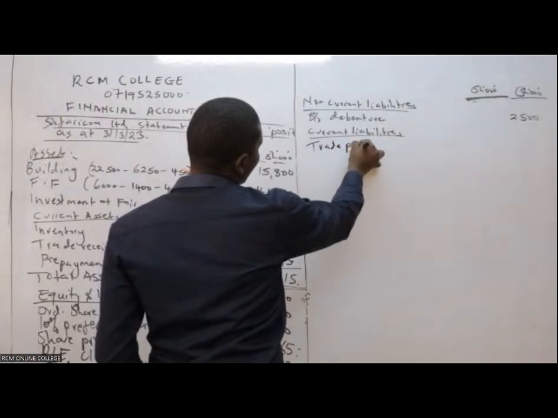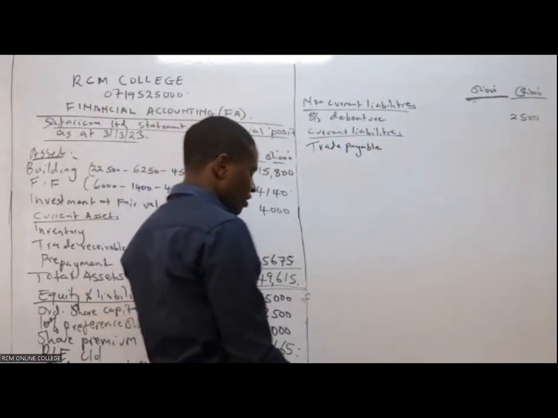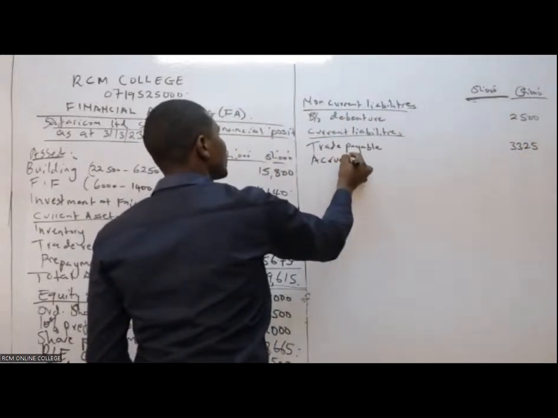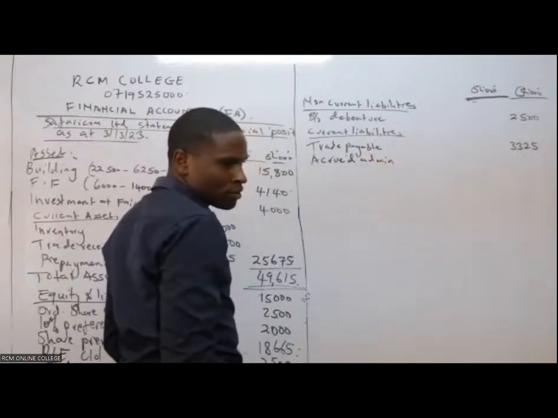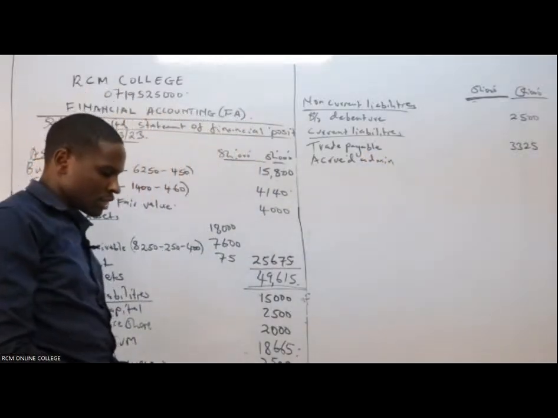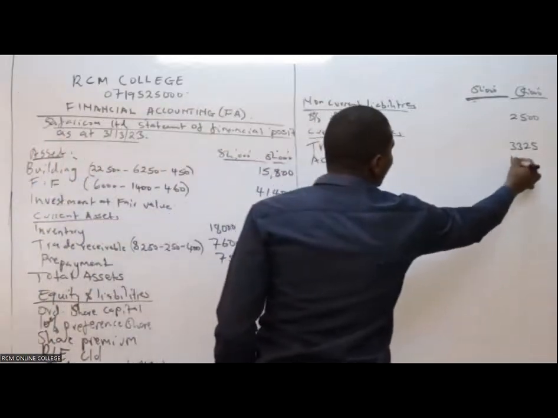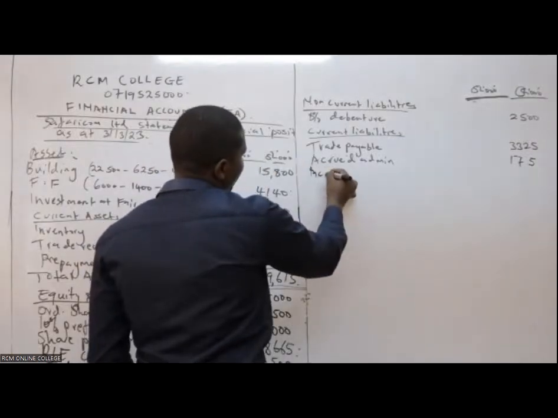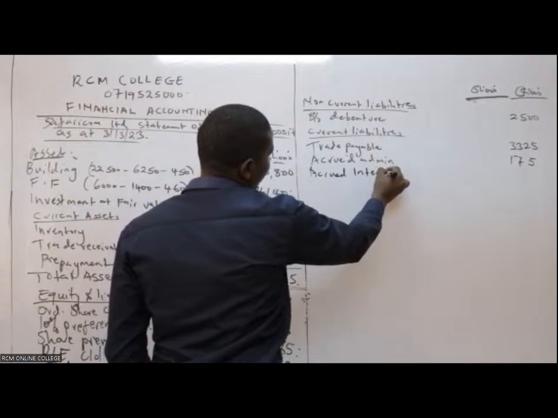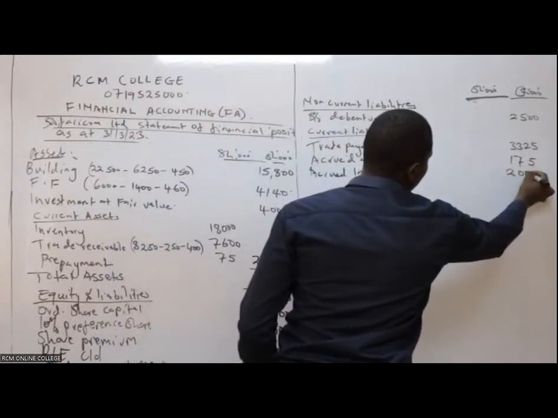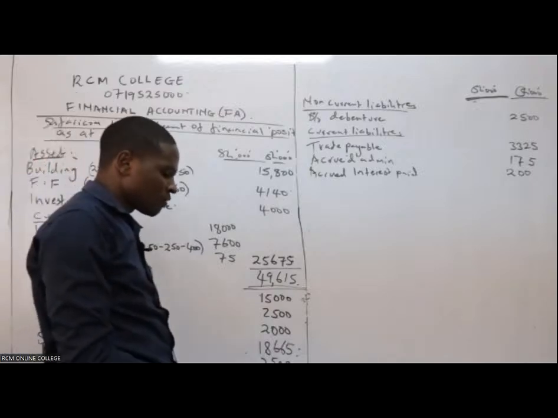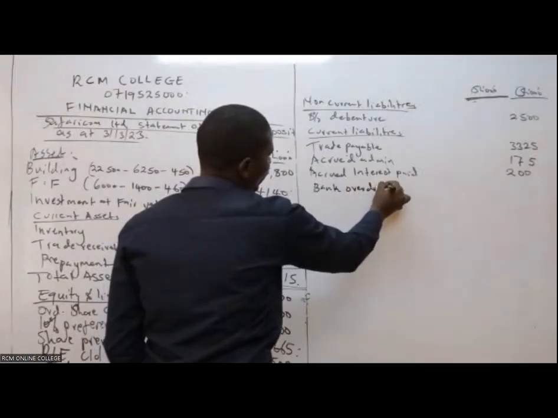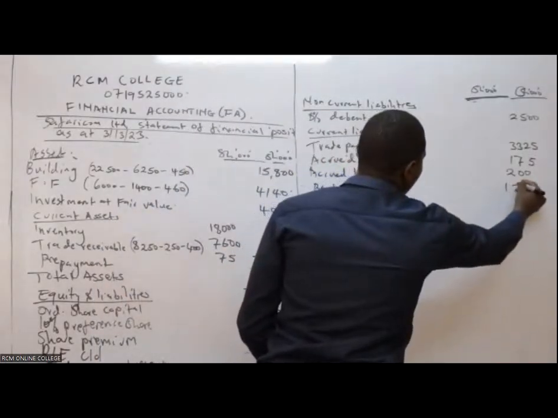Trade payable. How much is our trade payable? If you look well, we were given 3,325. Accrued admin. How much was it? Somebody to remind us. I want to see if you remember. 170. 175. There was accrued interest paid, that interest paid of 200. Go well. We were given the bank overdraft because it is on the other side. If you see it is credited, that is a bank overdraft of 1,500.